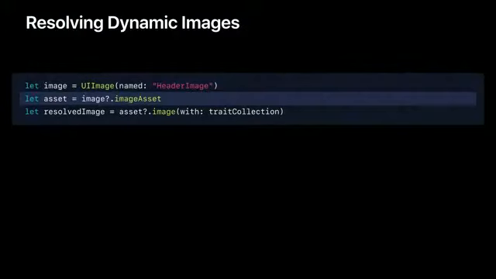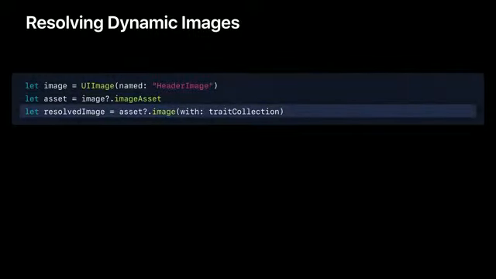Given an image, just ask for its image asset. That's that collection of all the different image variations. Next, ask for a specific image that matches a specific trait collection. You can also use the image asset to register new variations of an image at runtime. So if you draw your own image, you can add variations for light and dark. Just put that in an image view. It will automatically show the right one.